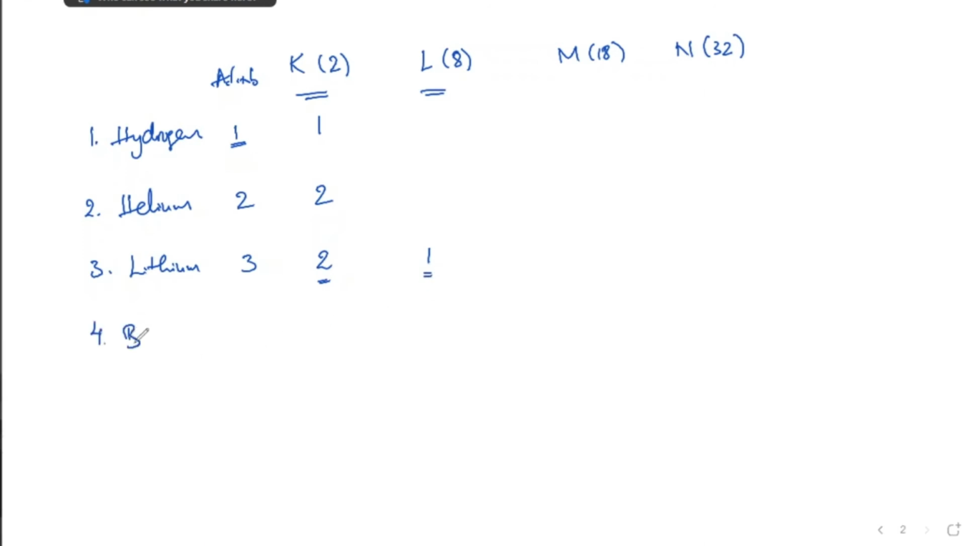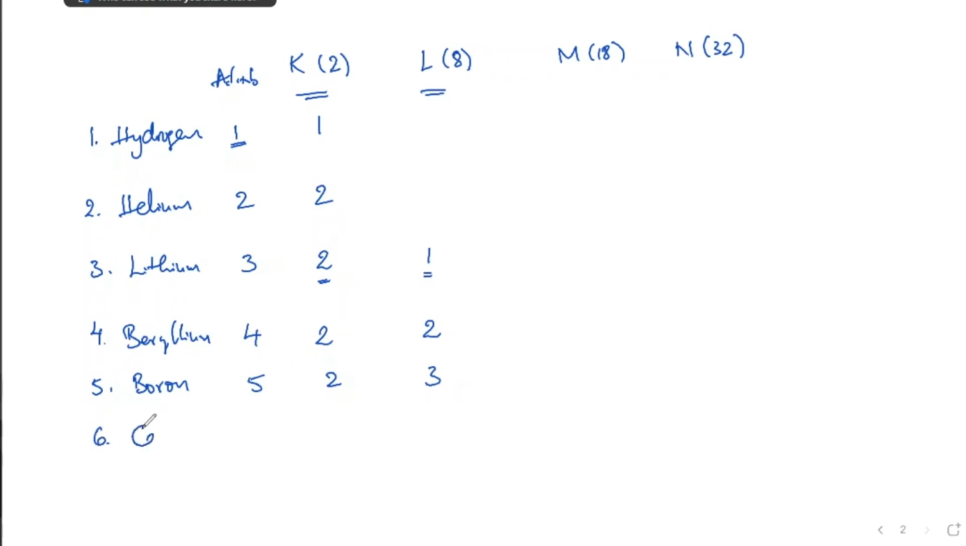For beryllium, its atomic number is 4 and 2 electrons can be accommodated in the first shell and remaining 2 will go to L shell. So it goes on like that. For boron, it will be atomic number 5, hence it is 2, 3. 2 in K shell and 3 electrons in L shell.